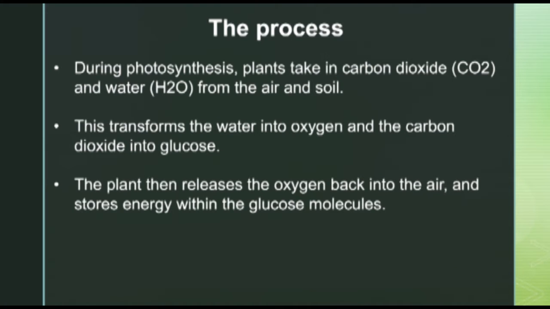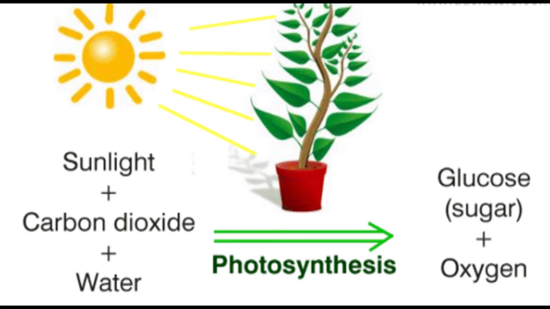Now we are going to explain the process. During photosynthesis, the plant takes in carbon dioxide and water from the air and soil. Within the plant cell, the water is oxidized, meaning it loses electrons, while the carbon dioxide is reduced, meaning it gains electrons. This transforms the water into oxygen and the carbon dioxide into glucose. The plant then releases the oxygen back into the air and stores energy within the glucose molecules.